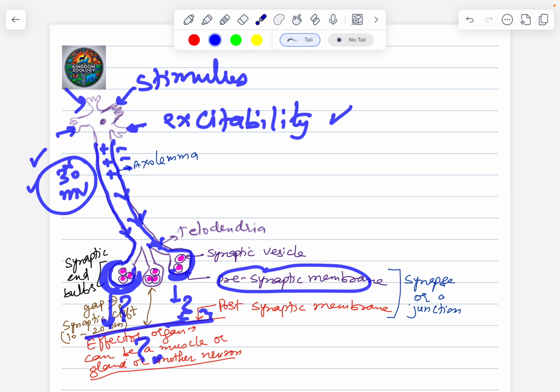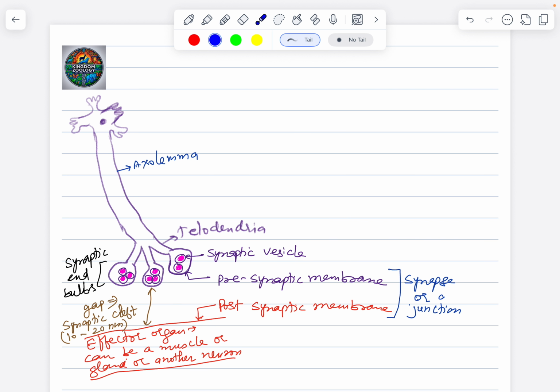The neuron has to release something. What something? The chemical that is stored inside the vesicles. What is that chemical? Neurotransmitter chemical. So collection of a stimulus over here, generation of an action potential over here, that is excitability, conduction of the action potential over here, triggering release of neurotransmitter, which will attach to the membrane of the effector organ, stimulating it, inhibiting it, or we can say simply regulating it.